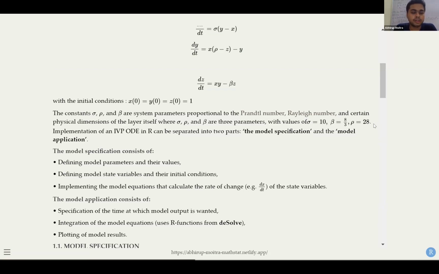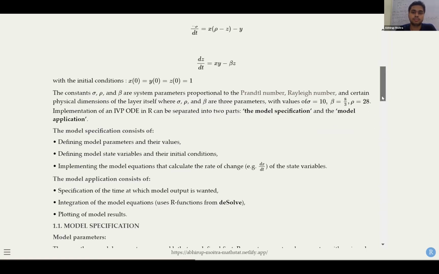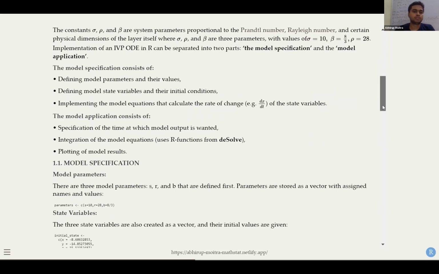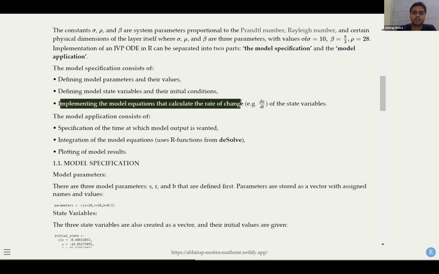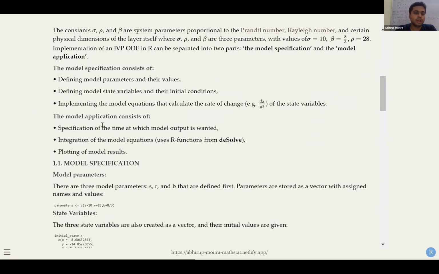Implementation of an initial value problem in ODE in R can be separated into 2 parts: the model specification and the model application. Model specification consists of defining model parameters and their values, defining model state variables and their initial conditions, and implementing the model equations that calculate the rate of change, that is the dx/dt part, as I mentioned in previous slides, of the state variables. The model application consists of specifying the times at which model output is wanted, and the integration of the model equations.